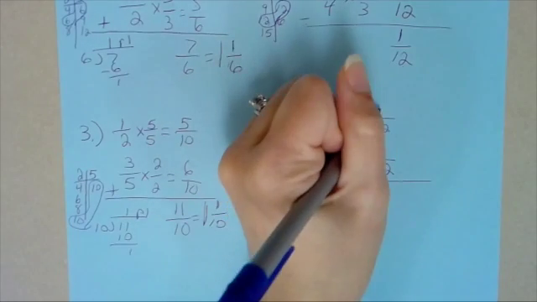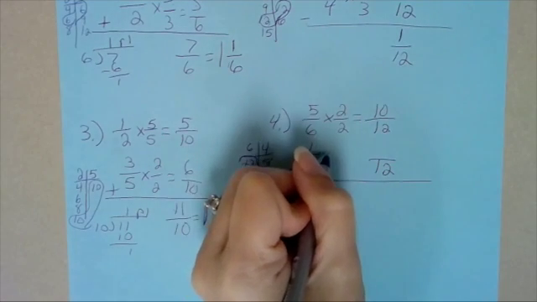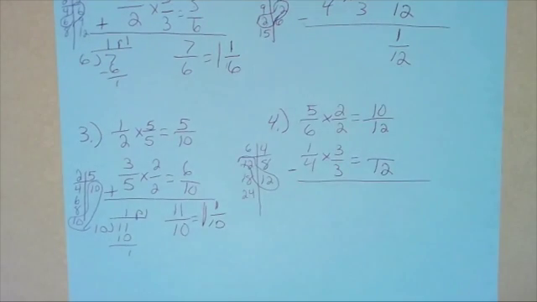You're going to go crazy again and you're going to talk to yourself. Hey, self, what did you do to 4 to get to 12? Well, self, I multiplied by 3. And if I did it to the bottom, I'm going to do it to the top. And 1 times 3 is 3.